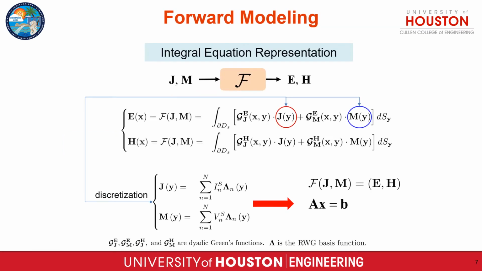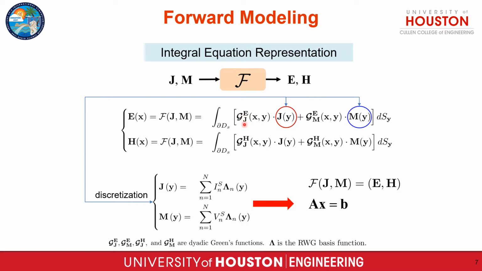So first, let me introduce the field modeling. So the field modeling is a map from the current to the field. Here we use the integral equation method. We can formulate the E and H in terms of the J and M using the integral equation. So in these integrals, the G is the dyadic Green's function. Here the X is the observation point and Y is the source point.